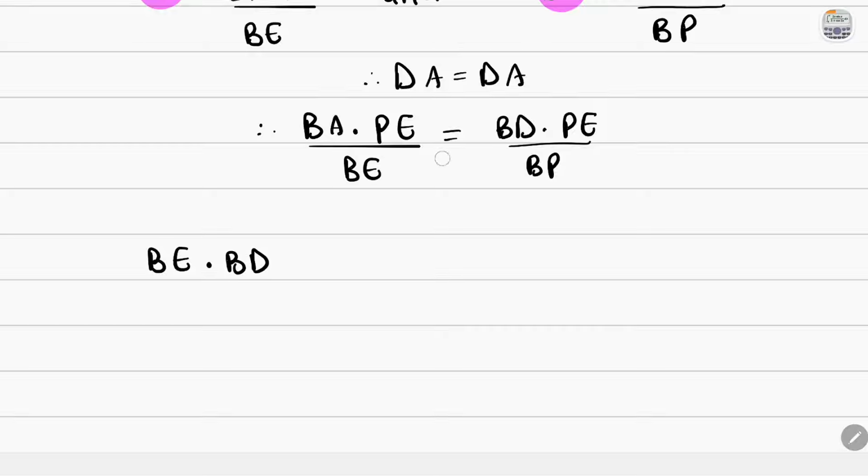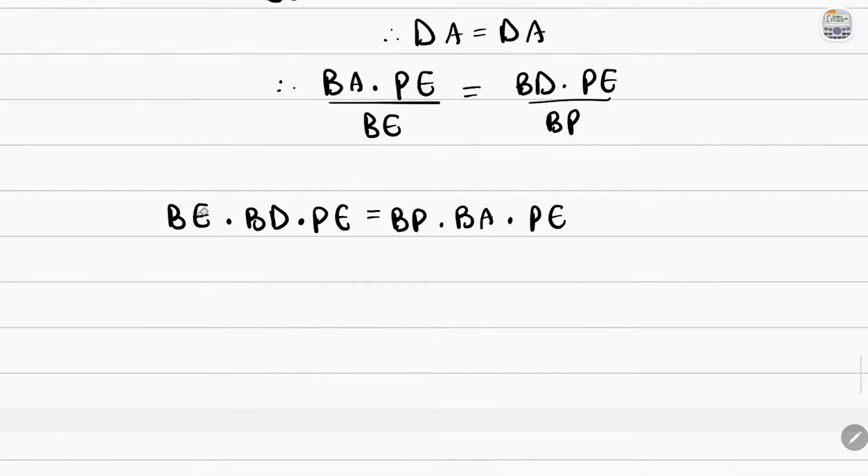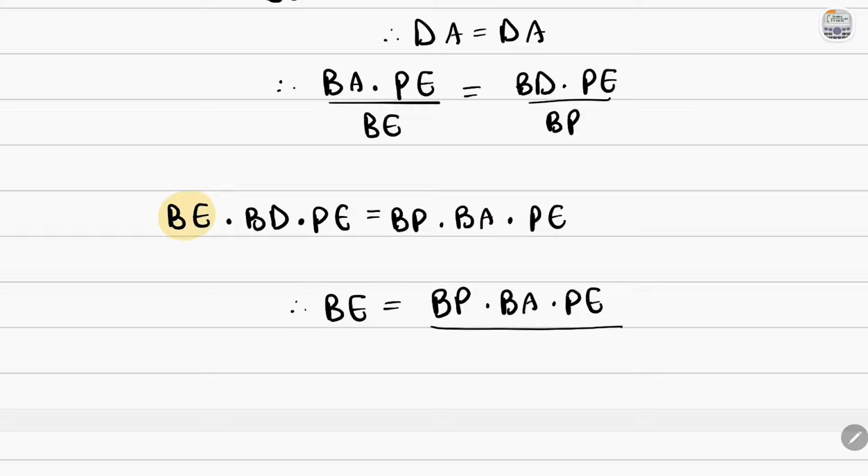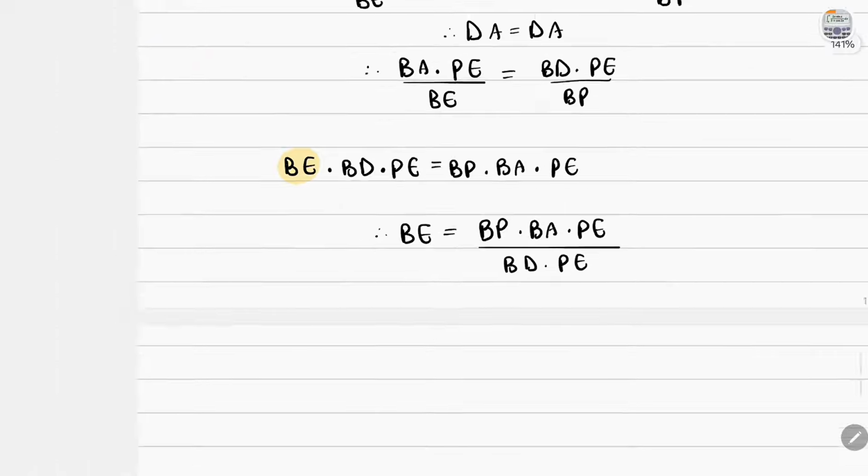So we're cross multiplying and then multiplying by PE. I would say it's equal to BP multiplied by BA multiplied by PE. And then we could just make BE the subject. So if you make that the subject, the equation we end up with is BE equals BP times BA times PE over BD times PE. See how this doesn't work out?